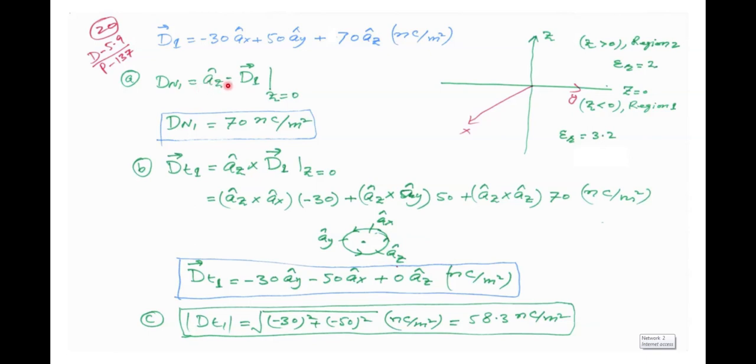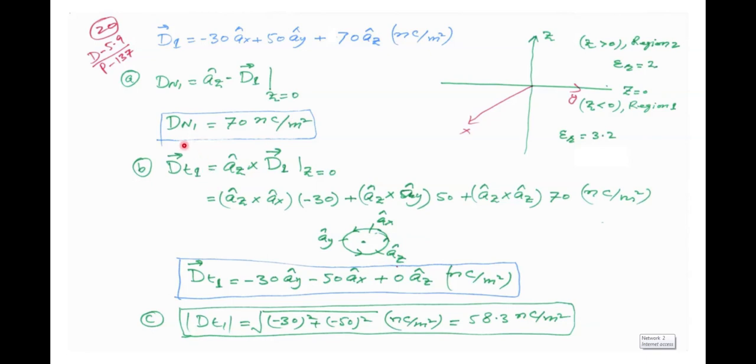So this is equal to AZ dot D1 total, the total electric flux density in material 1. At the z equal to 0 plane, at the interface, D1 becomes: AZ dot AX equal to 0, AZ dot AY unit vector equal to 0, AZ unit vector dot AZ unit vector becomes equal to 1. So Dn1 becomes equal to 70 nanocoulomb per square meter.